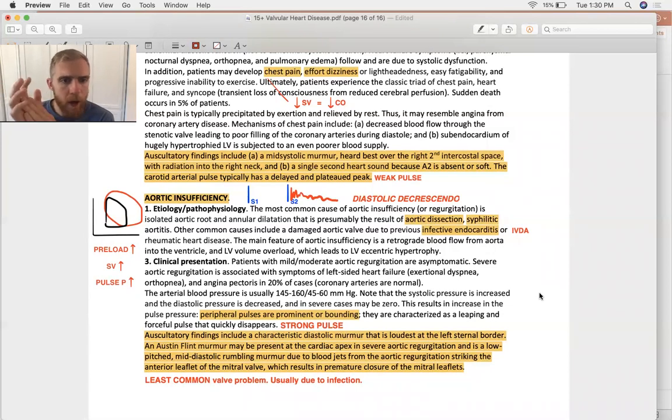And then you can get an aortic insufficiency really acutely and emergently in the setting of a dissection. And that's going to be, I think, a type A DeBakey. It's the one involving the ascending aorta. Infective endocarditis can come from an IV drug abuser.